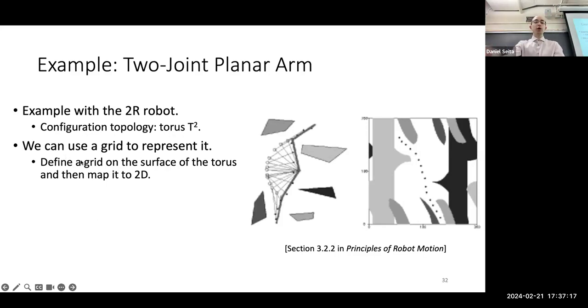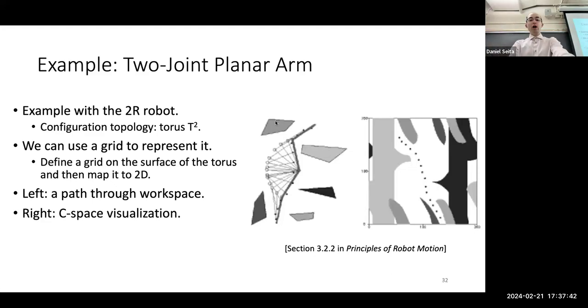So you define a grid on the surface of the torus, where each point on the surface is some configuration of the robot. You map it to the grid. You can do the same thing for the obstacle. If you visualize this, the left is a top-down view where you just see the robot. The right is the C-space visualization, the configuration space of both the robot and the obstacle. They're color-coded, so you see that this is the darkest obstacle, and it maps to here.